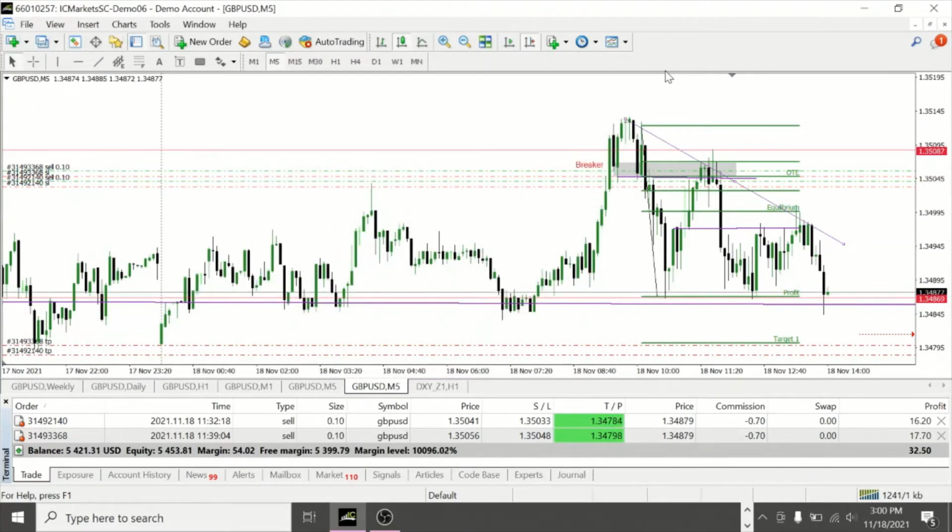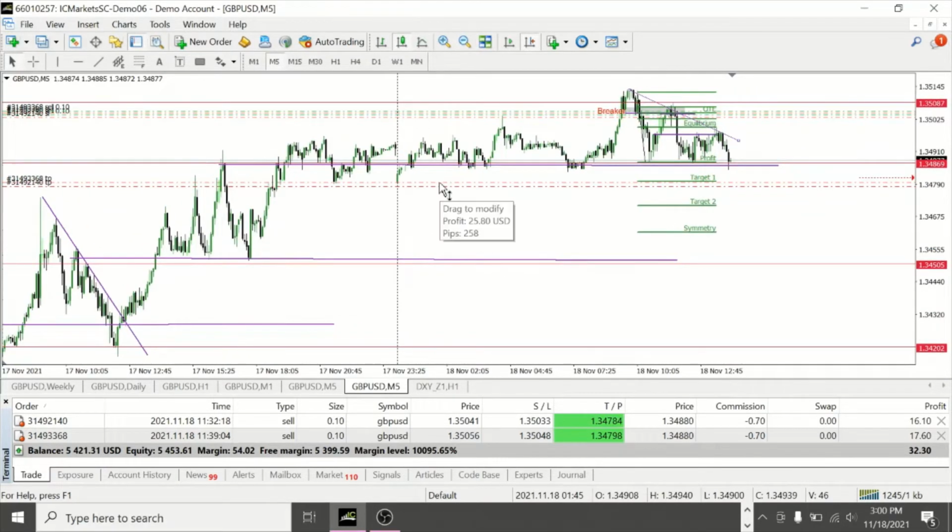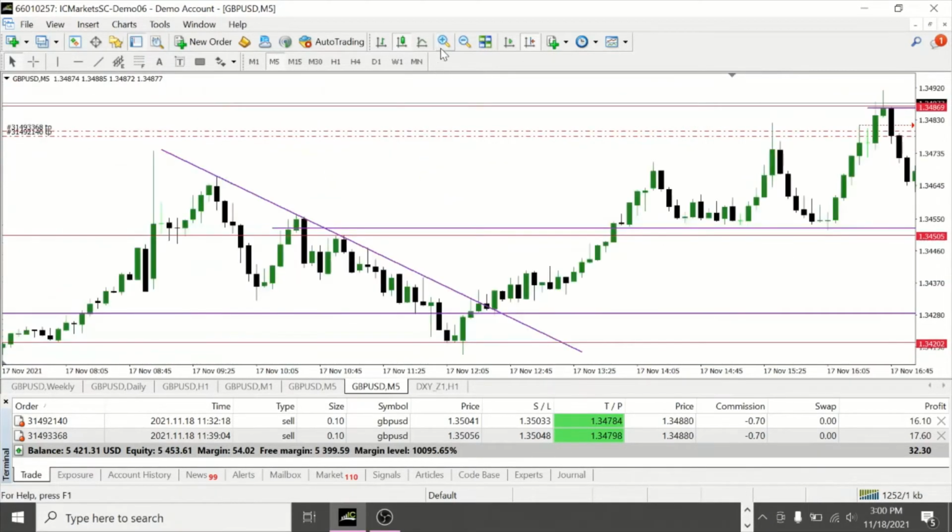Market kutafuta hii region ya hapa chini, ya huku chini, iteremke hit this level. So I'm anticipating there to take the first profit.